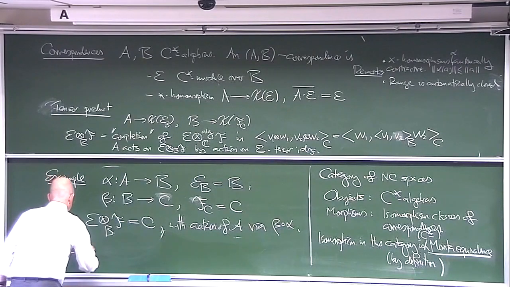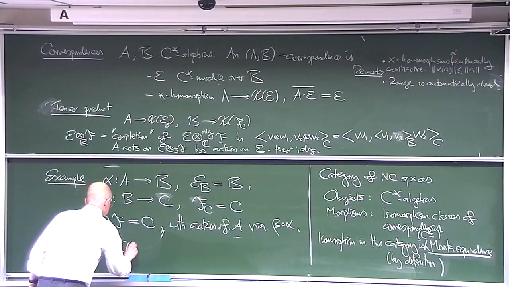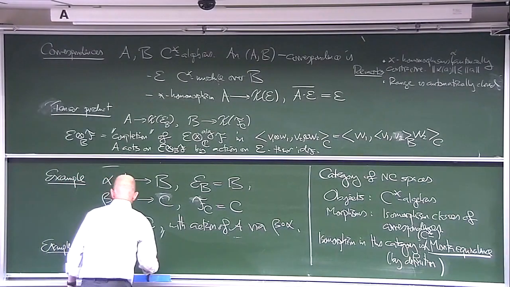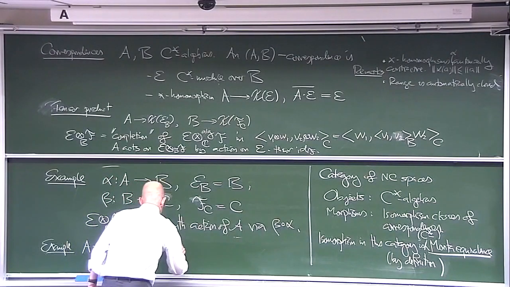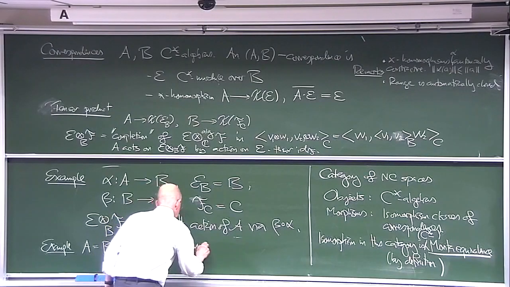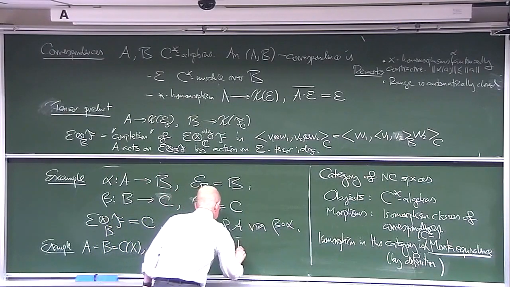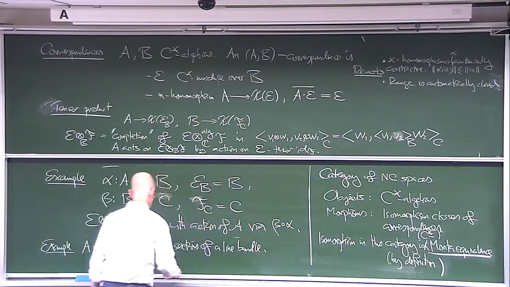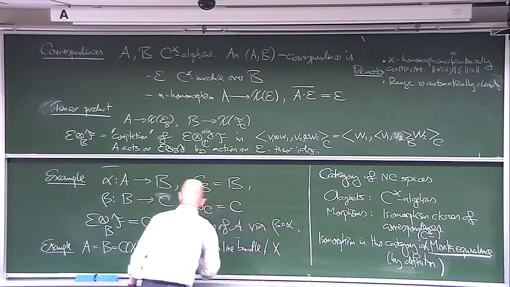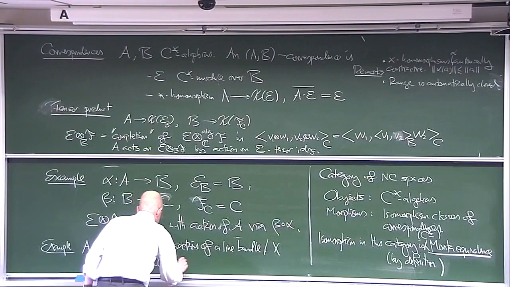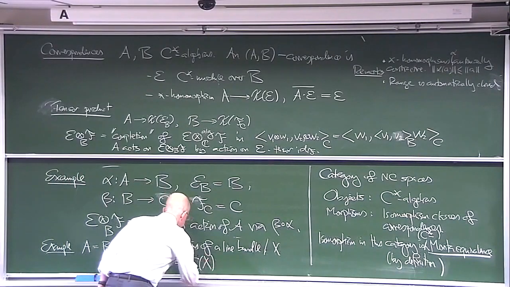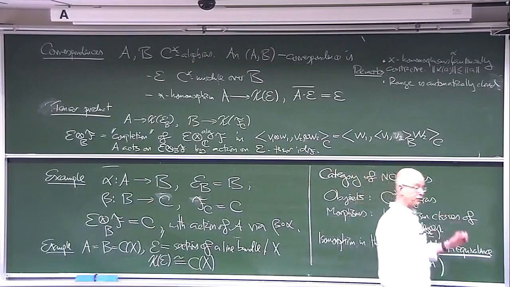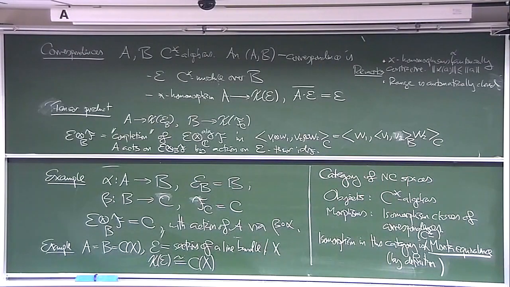Let's just take A equals B, just functions. And let E just be the sections of a line bundle. The compact operators on E is just, well, the only thing you can do with a line bundle. The only linear maps from the fibers of a line bundle to themselves are scalar multiplication. The only endomorphisms of a line bundle are just functions.